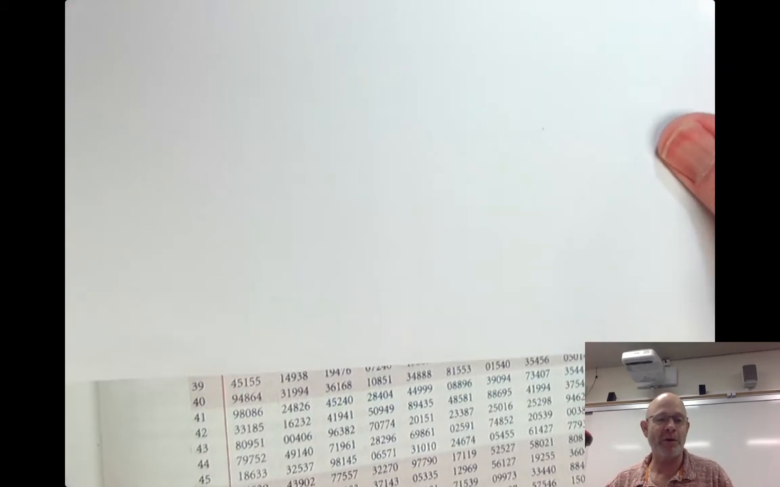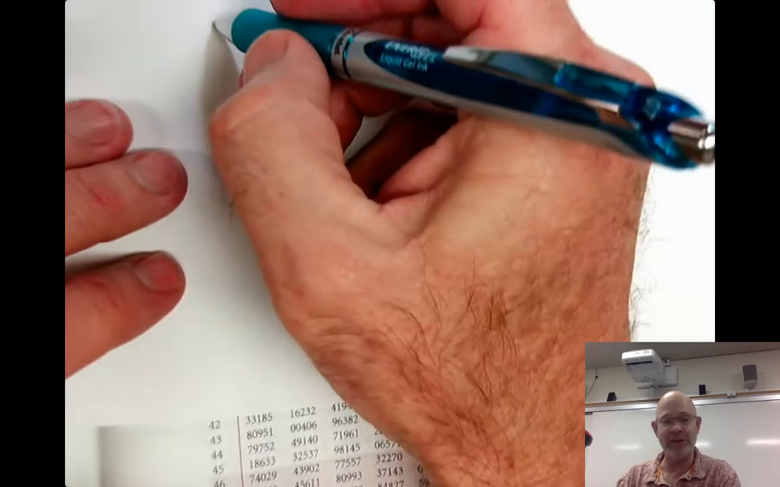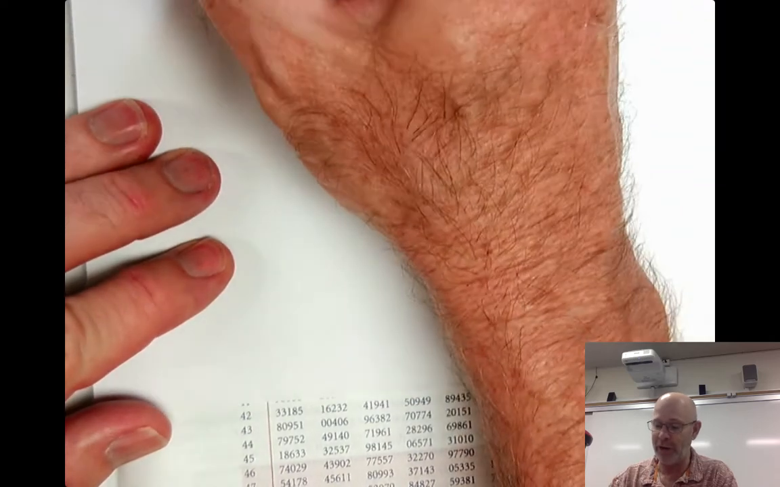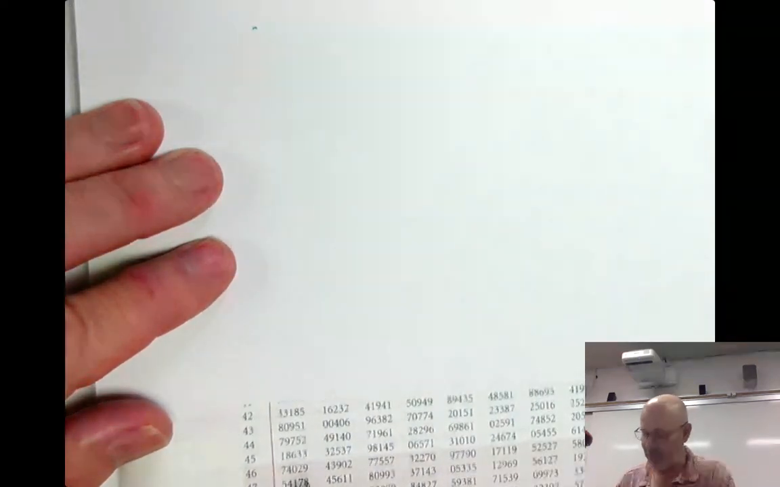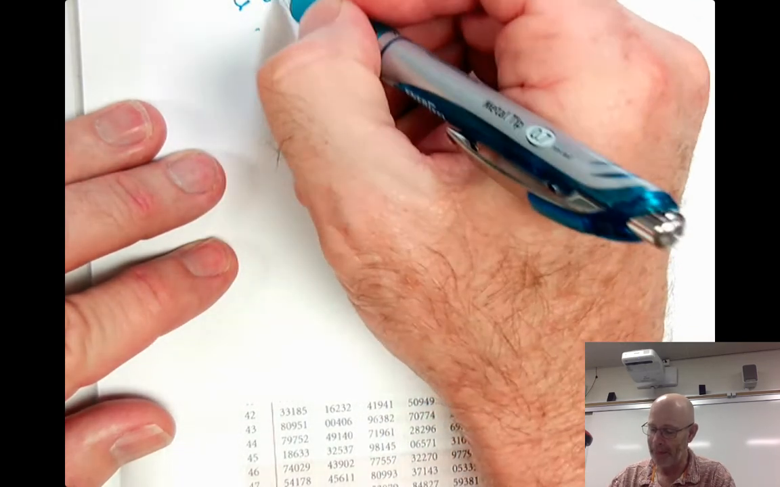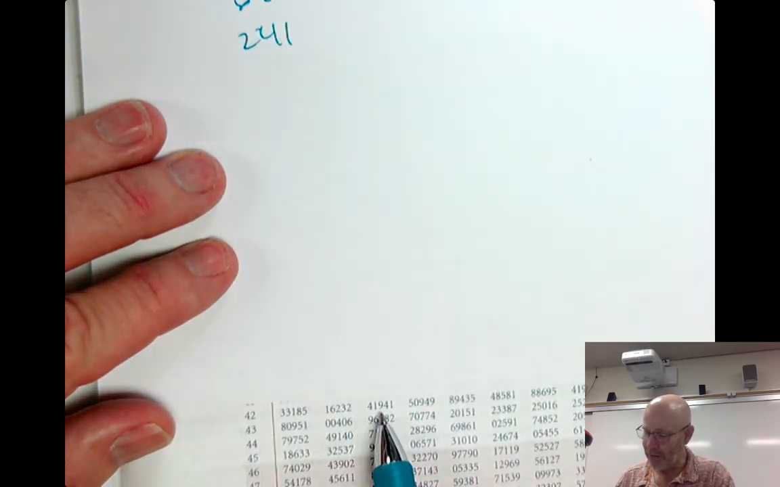All right, so row 42. Remember, I'm picking 3 digits at a time. I'm going to show you the kind of work you would show in a simulation. The first 3 digits I'm going to pick in row 42 are 331. Okay, 331 in row 42. Then I'm going to go 851. I'm just writing it down. You'll see them in a second. Then we're going to go 623. Then 241. And then 941.